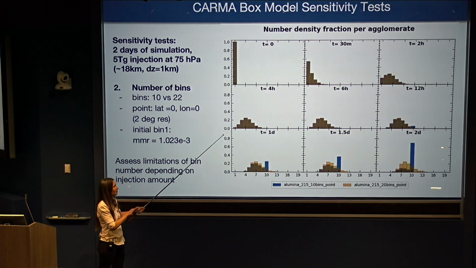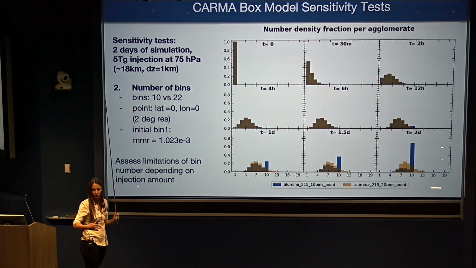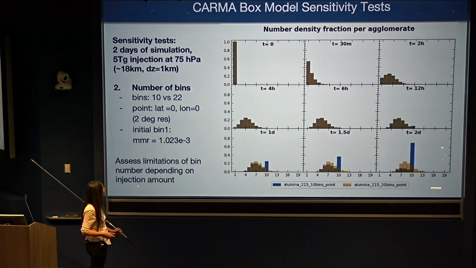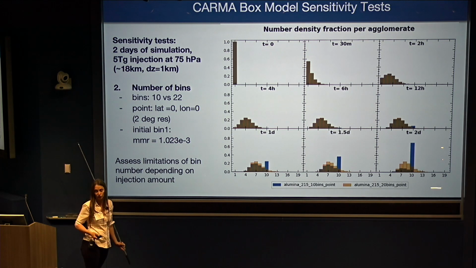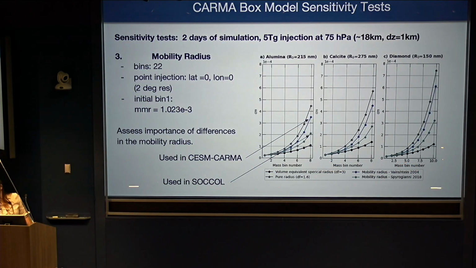For alumina, we're not injecting that much in one grid box. But for example, for diamond, as we see that particles evolve to larger agglomerates, we may have to be careful in what bin structure we want to use. And I'm not sure if I have enough time for this. Oh, there's the timer.